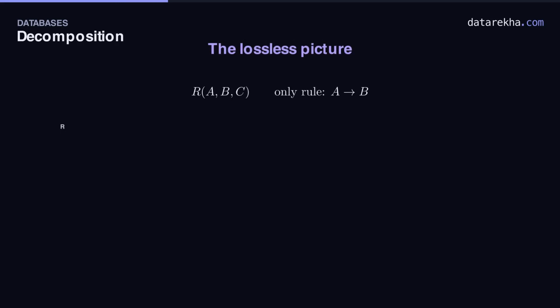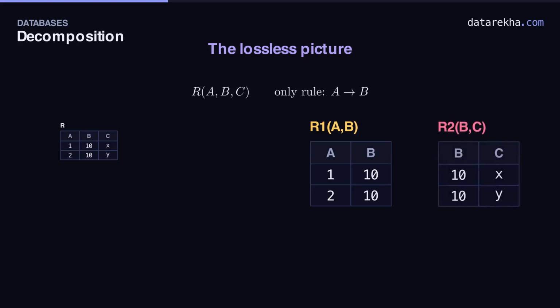Watch how a bad split corrupts data. Here is a small relation R with just two rows and one rule. A determines B. Both rows have B equal to 10, so that rule holds. This is honest, legal data. Now split R into R1 holding A and B, and R2 holding B and C. Their shared column is B.